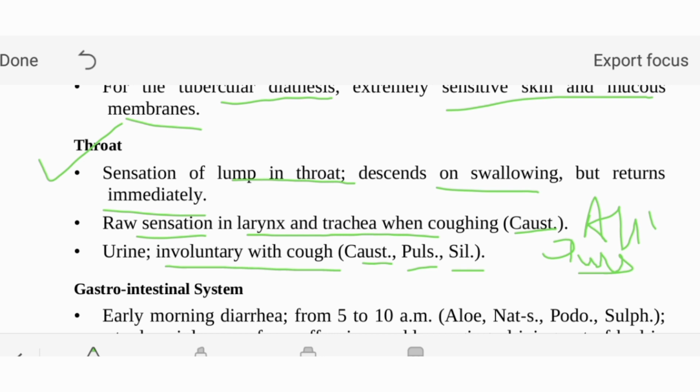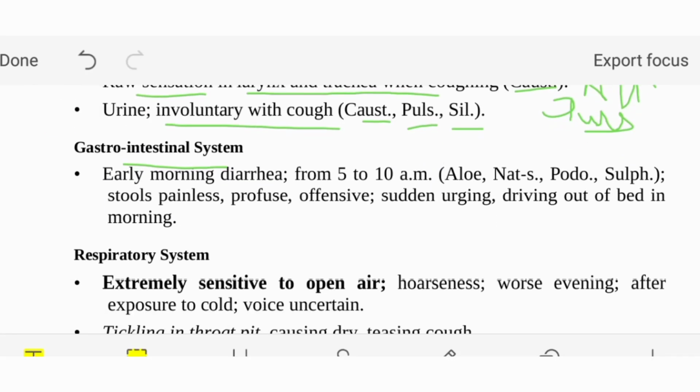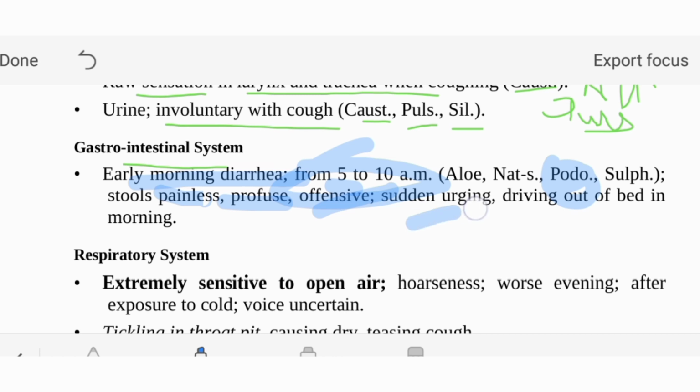Then all the complaints, dry cough or anything, and then GI. How can we remember the GI things? Always remember the GI things by comparing with Podophyllum. In Podophyllum we get painless, profuse, putrid, and polychromatic stool. Here also it is like that. Morning diarrhea is found in Podophyllum. Here it is at 5 to 10 am, and the stool is painless, profuse, offensive. Putrid is right for Podophyllum, but offensive is right for Rumex. So always remember Podo, then you can catch the GI symptoms. Diarrhea is the chief complaint, the character is mainly painless, profuse, offensive, with sudden urging, and it drives him out of bed in the morning.